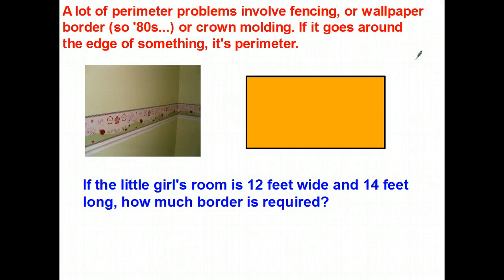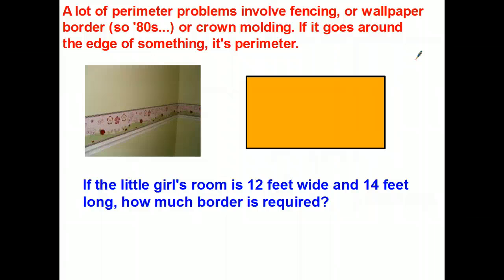A lot of perimeter problems involve fencing or wallpaper border, which is so 1980s. It was really a big thing then, or crown molding. If it goes around the edge of something, we're dealing with perimeter. And I added a picture here because I'm not sure, since border has been out for a while, that you even know what we're talking about when we say wallpaper border. But that's what it is. See the little pink wallpaper going along the chair rail there?